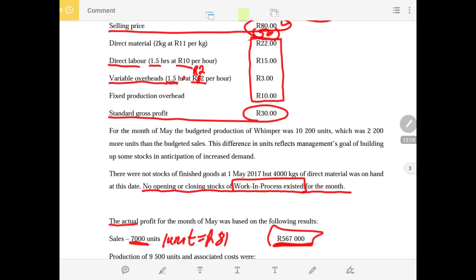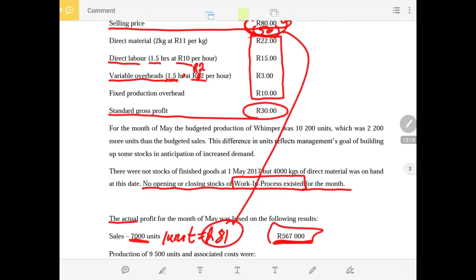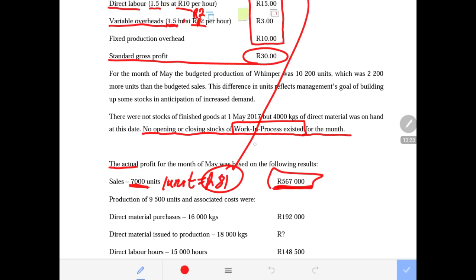Remember, we anticipated that we'll sell our product Wimper at 80 rand, but now we are selling it at 81 rand. So now we can see that this variance is already a favorable variance. So it will be 81 rand minus 80 rand times our sales of 7,000 units. Then we can see that there's already a variance of 7,000 for our sales. That is a favorable variance.